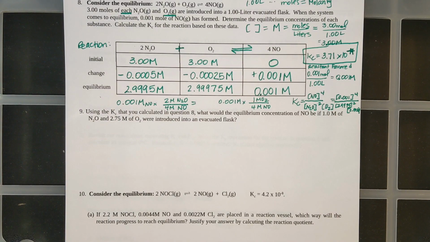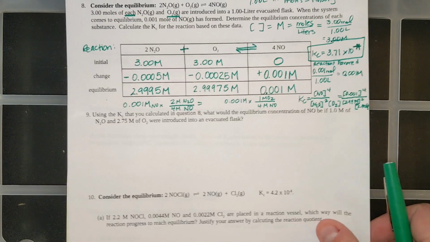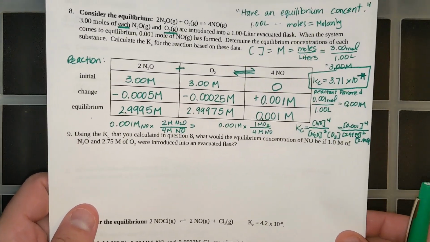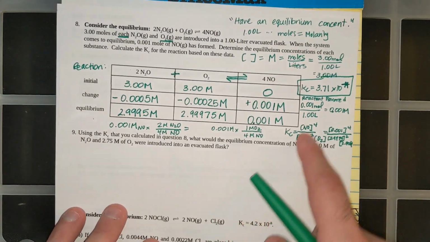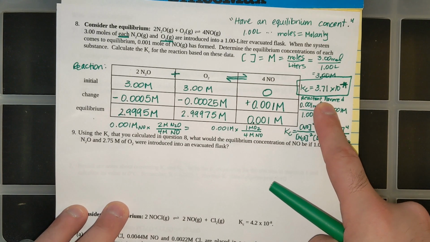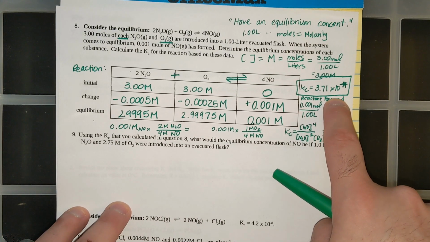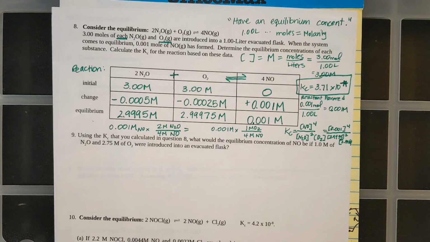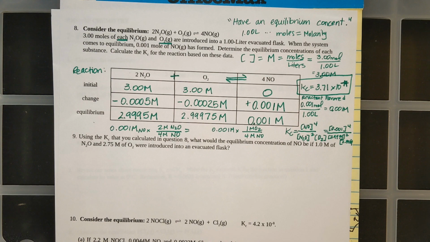So I'm going to continue with doing problems 8, 9, and 10 from your equilibrium problem set number 3. Number 9 is a continuation of number 8. In order for you to do number 9, you need to have calculated the equilibrium constant, Kc, in question 8. We got a very small Kc, which is 10 to the minus 14th. So I'm going to write the equation again and put the Kc.